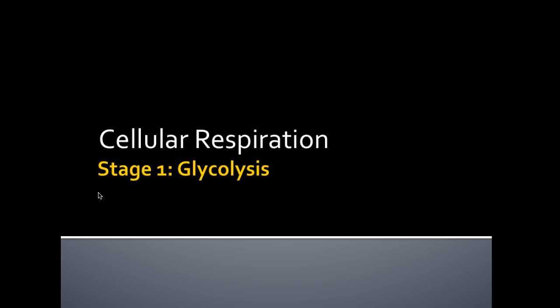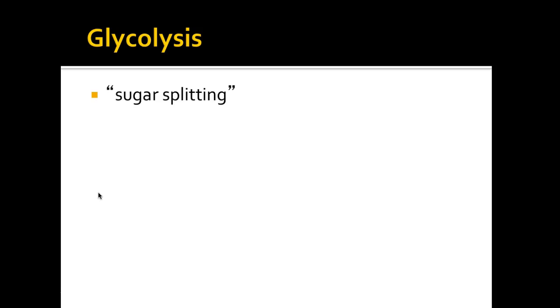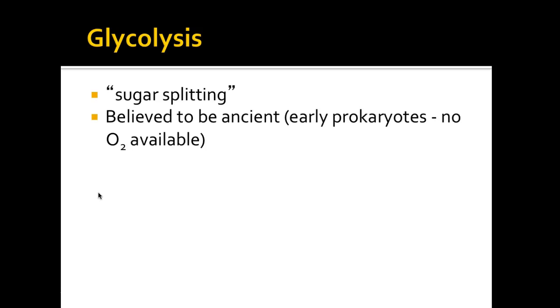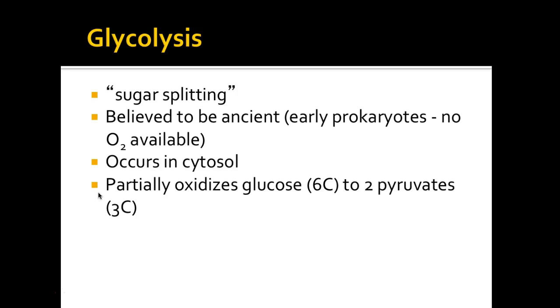So let's look at the first stage of cellular respiration, known as glycolysis, split sugar. It's believed to be an ancient pathway. Early prokaryotes had no oxygen available. So glycolysis takes place in both aerobic and anaerobic conditions. It occurs in the cytosol of a cell, and it's going to partially oxidize glucose to form two pyruvate molecules. So you're going to go from a 6-carbon glucose to 2 3-carbon pyruvate or pyruvic acid. Ultimately, the net gain there is going to be 2 ATP and also 2 NADHs.